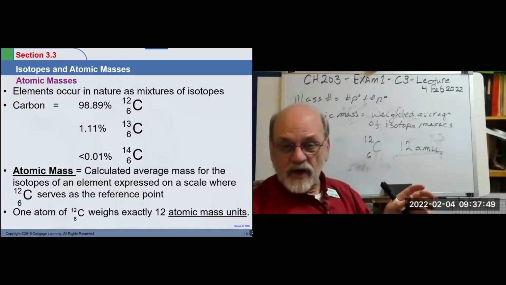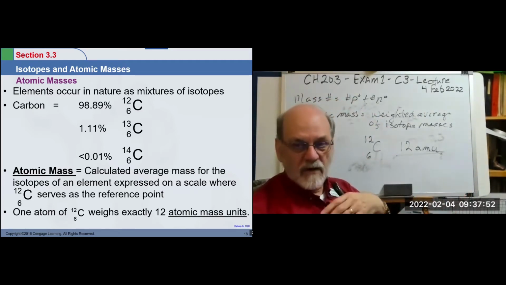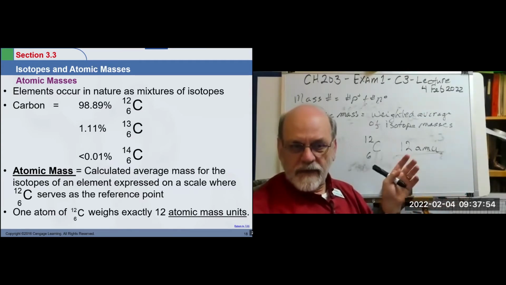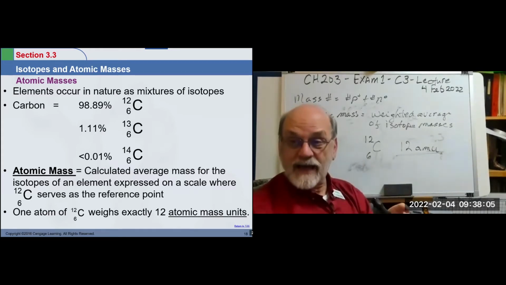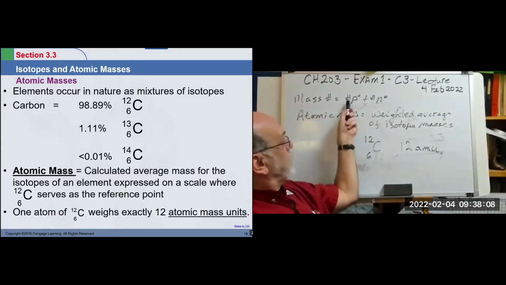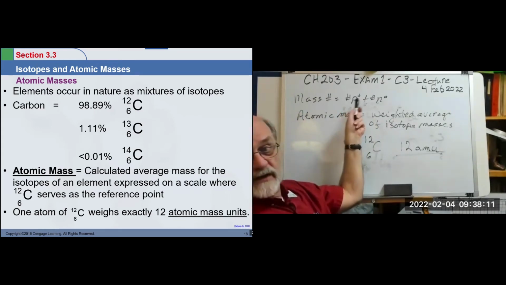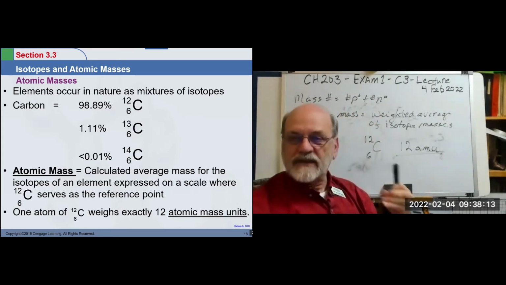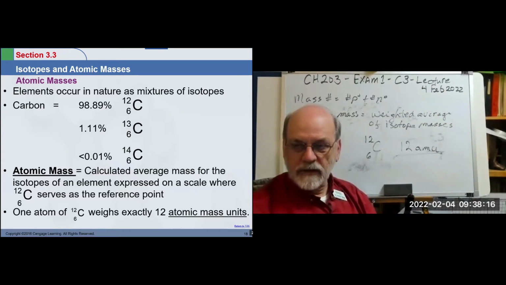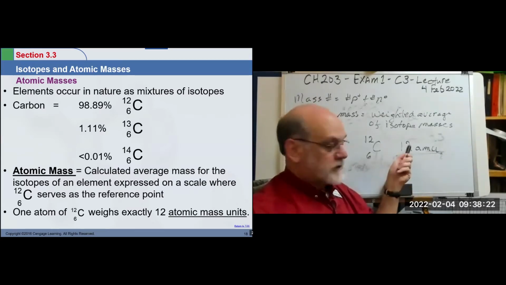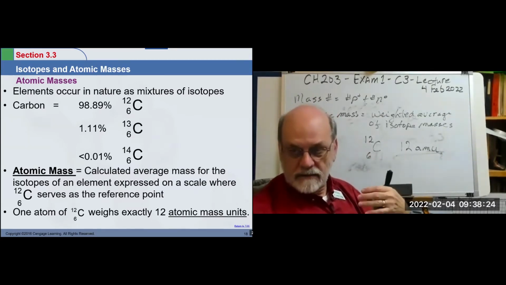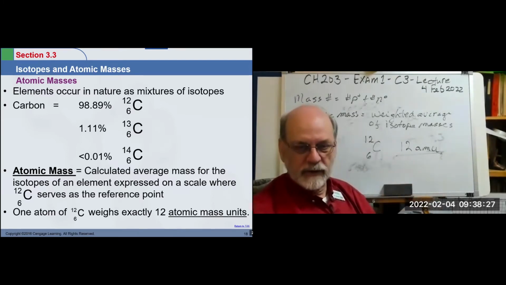So none of the other isotopes of any of the elements, carbon or any of the other elements, will have atomic masses that are whole numbers. Now the mass number, yes, will be a whole number, simply because it's the summation of a whole number of protons and a whole number of neutrons. But the atomic mass for that isotope in this unit of measure, the atomic mass unit, will not be a whole number. It will be a fractional number.